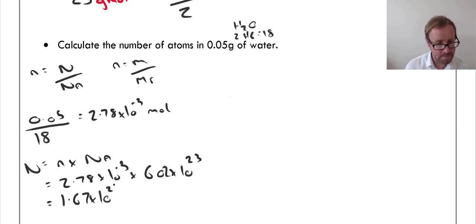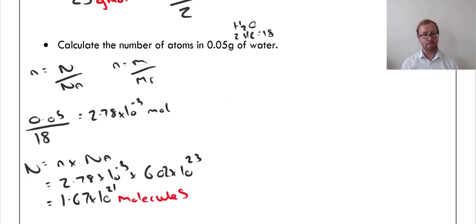Now, are these atoms? Well, no, they're not at the minute. These are the number of molecules of water. We've worked out the number of molecules of water. Now, the question asks for atoms. Therefore, we have to do something with this number. We know that there are 3 atoms in 1 molecule of water. Therefore, we'll have to go up here.